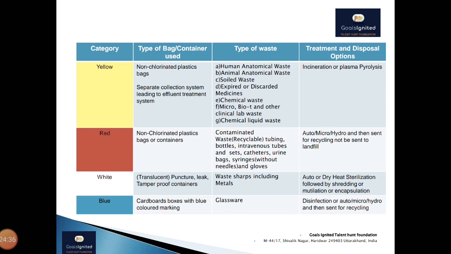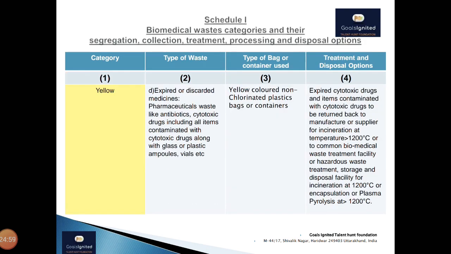So different categories are there: yellow category, red category, white category, and the blue category. Different types of containers are required, what type of wastes are included in this category, and what treatment and disposal options are given as per the rules is given here. So you may go through the same. So ultimately rule 65 of the Drug and Cosmetic Act is there.